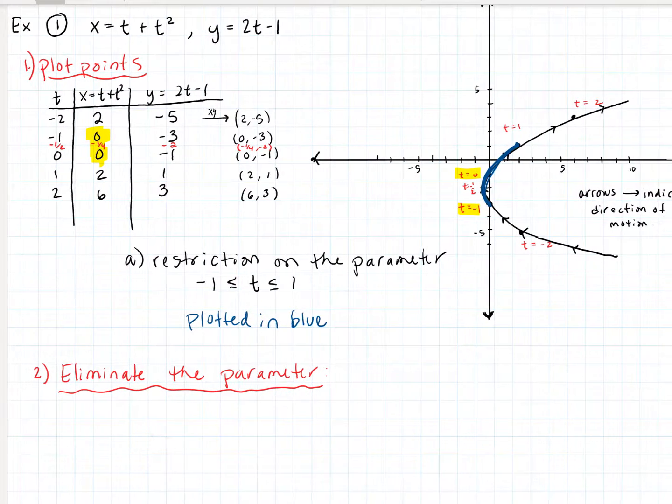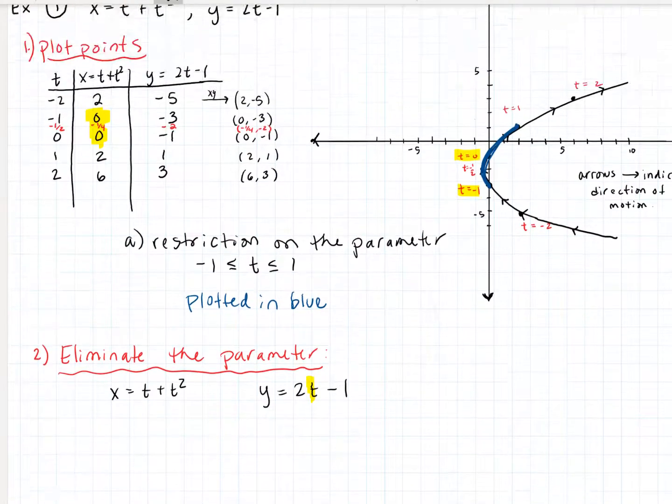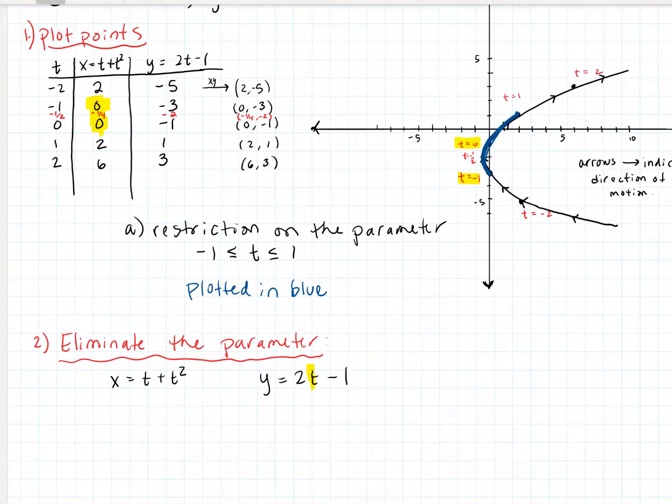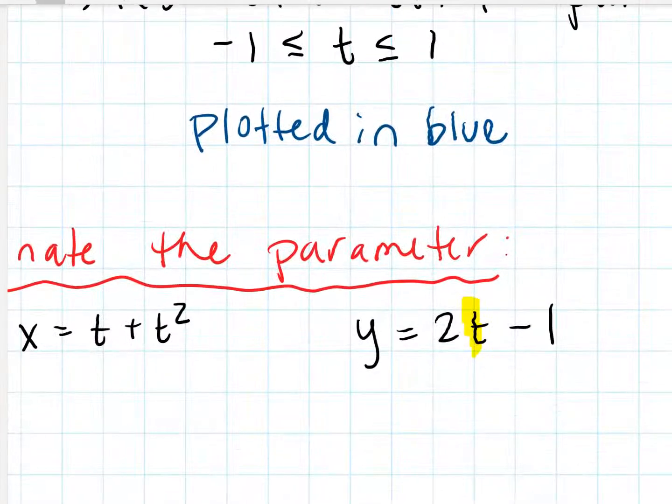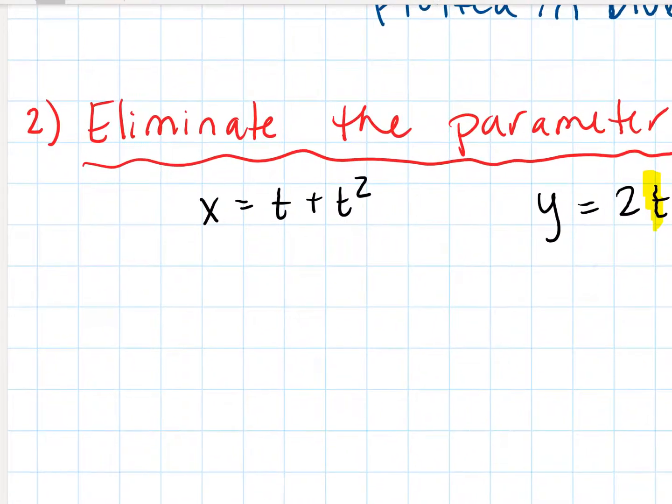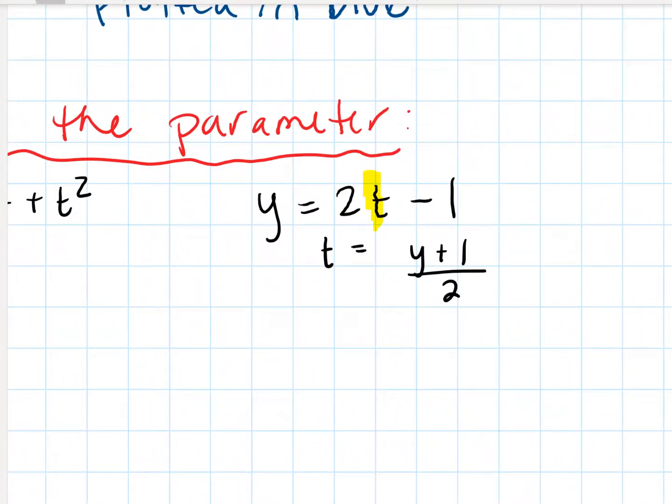I notice on this particular one, I've got x equals t plus t squared, and y is equal to 2t minus 1. Well, on the y definition for the parameter, isolating the parameter is going to be pretty simple. So it turns out, that's our next example, I'll get to that in a second. It turns out on this one, isolating t from y is very simple: t is equal to (y plus 1) over 2.